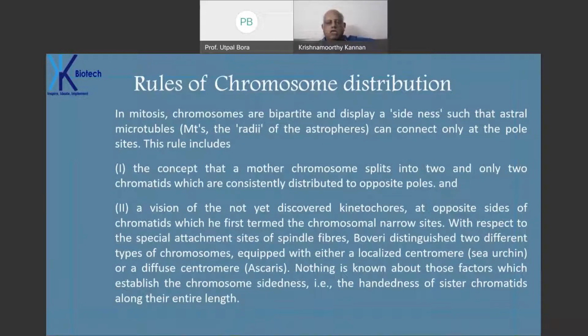Nothing is known about the factors which establish the chromosome sideness, that is, the handedness of the chromosome along their entire length.